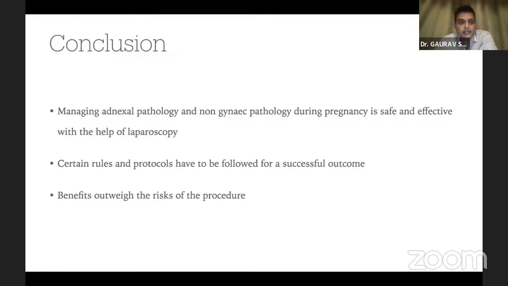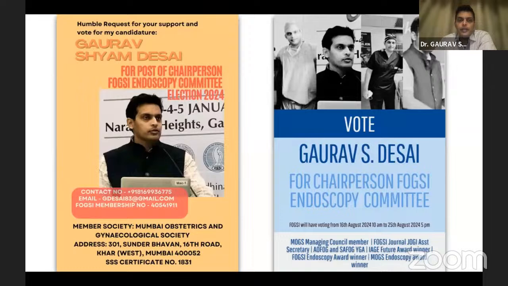And all I can say is, laparoscopy, the benefits really outweigh the risks. And I think more and more should be done to benefit obstetric patients.